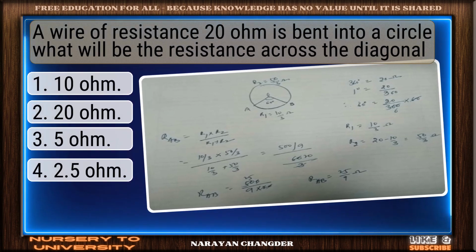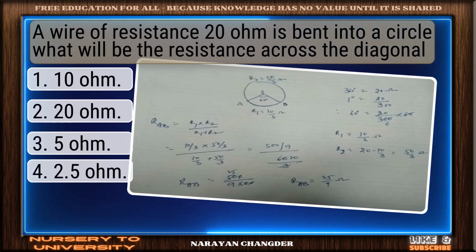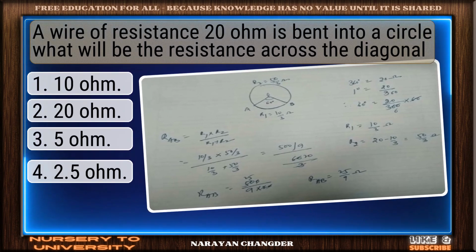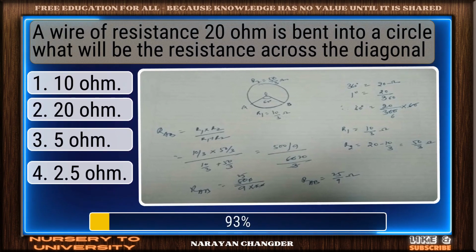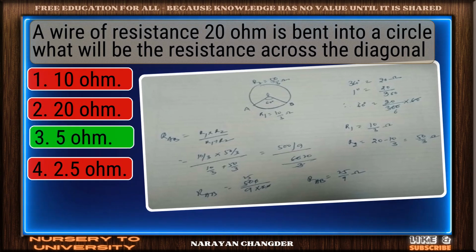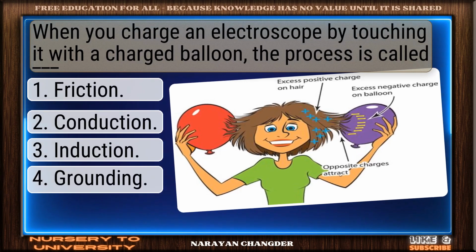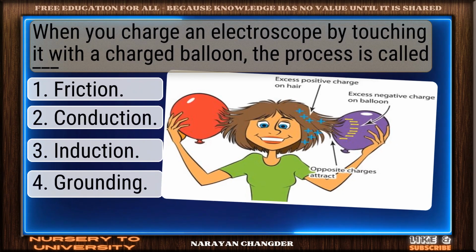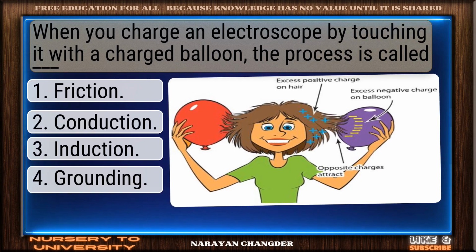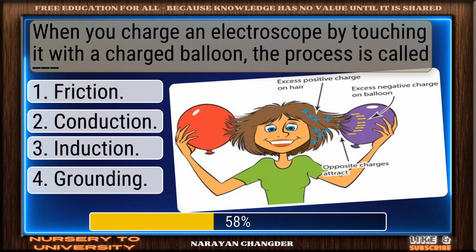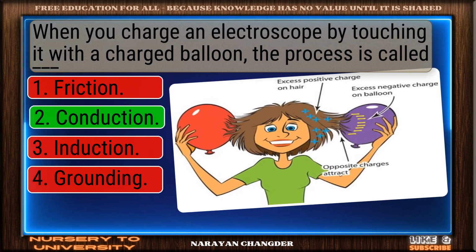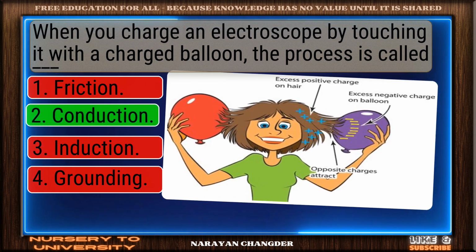A wire of resistance 20 ohm is bent into a circle. What will be the resistance across the diagonal? Great thinking. 5 ohm is right. When you charge an electroscope by touching it with a charged balloon, the process is called dash. Right choice. Conduction is best.